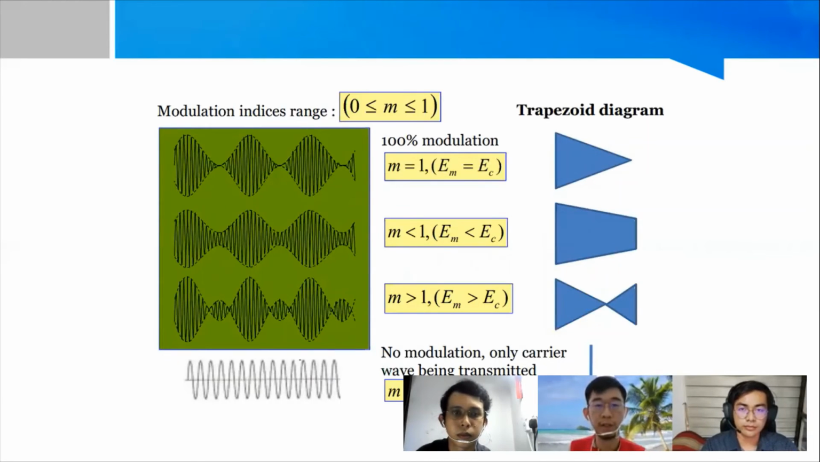The modulation index ranges from 0 to 1. The 100% modulation is M equal to 1, Em equals Ec. And then the trapezium diagram is like this. For M less than 1, Em is less than Ec. For M more than 1, Em is more than Ec. If there is no modulation, M equals 0, only the carrier wave is transmitted.